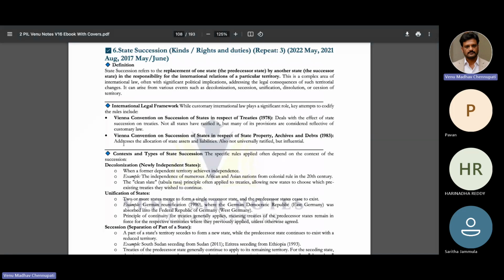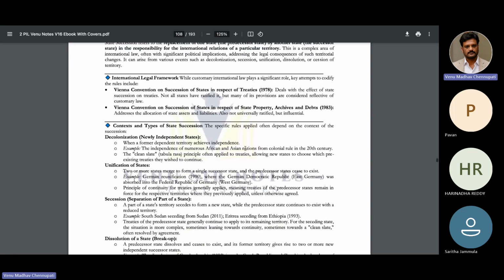Well, customary international law plays a significant role. Key attempts to codify the rules include the Vienna Convention on Succession of States in respect of Treaties, 1978. This is one of the conventions that kicks in, dealing with the effect of state succession on treaties. Not all states have ratified it, but many of its provisions are considered reflective of customary law. And the other one is the Vienna Convention on Succession of States in respect of State Property, Archives and Debts, addressing the allocation of states' assets and liabilities. It is not universally ratified but is influential.